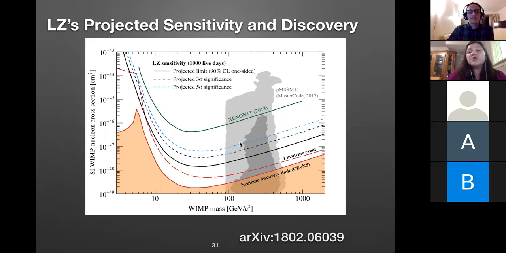Yeah. Right. So what's not drawn, and that's because it's complicated, and I think we're still working on it, is where is a 3 sigma and a 5 sigma discovery line for a G3 experiment? It's not at the neutrino discovery limit line. Right. Yeah.